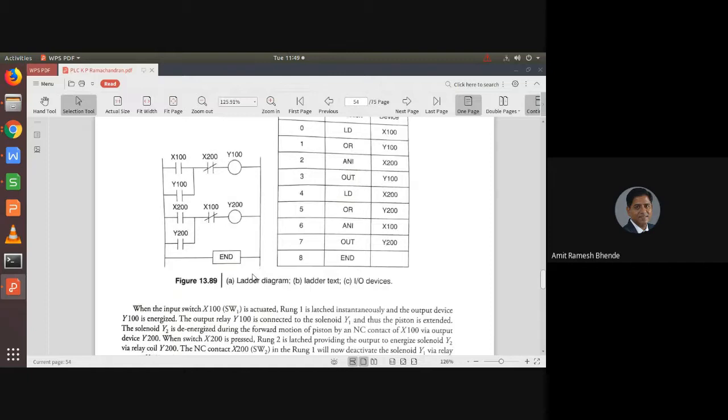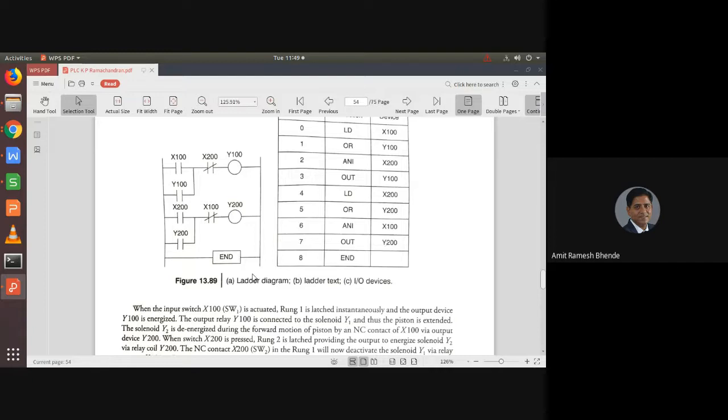So in the first rung there are two input devices, x100 and x200, but x100 is normally open and x200 is normally closed, and the output which is associated with x100 is y100. So that is why on the first rung, on the output side, we connected Y100.